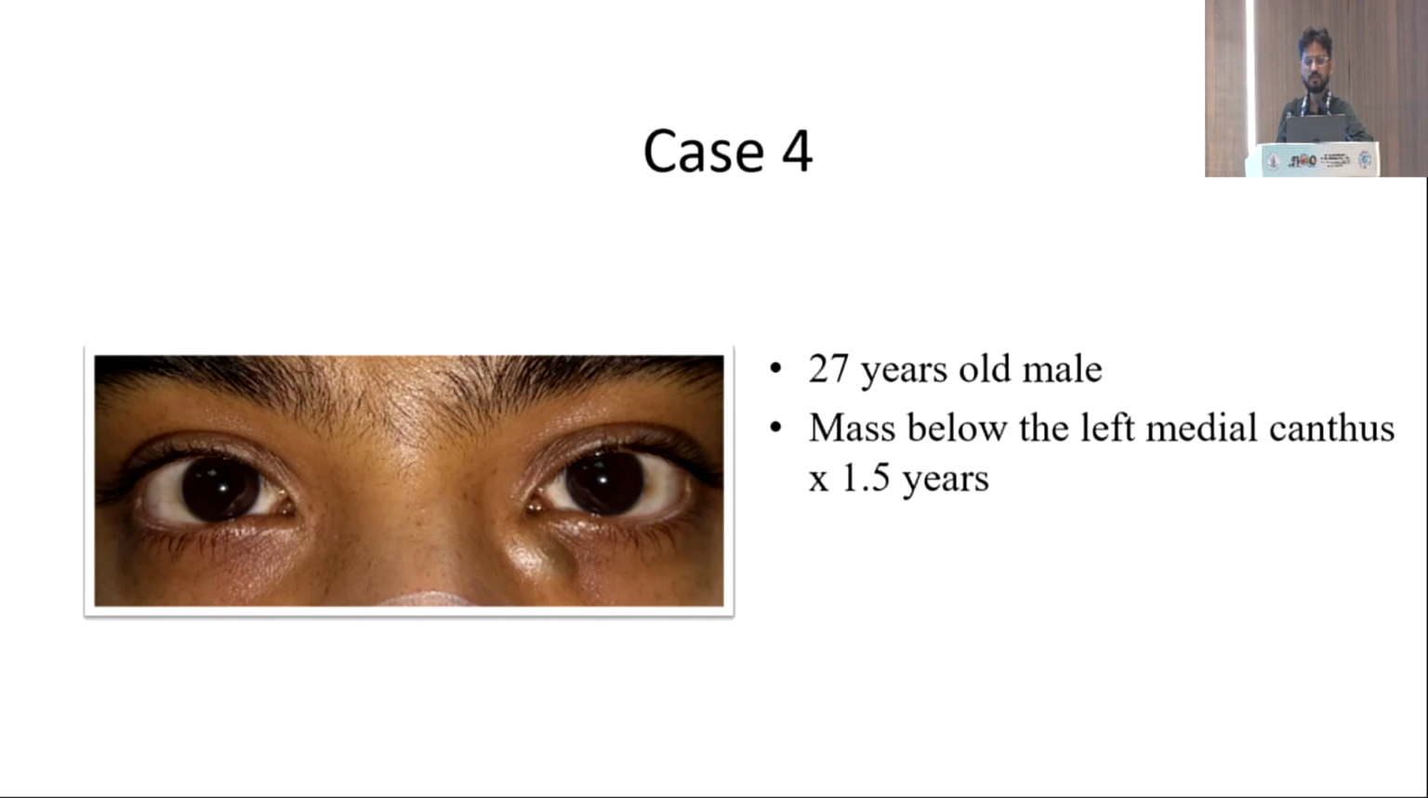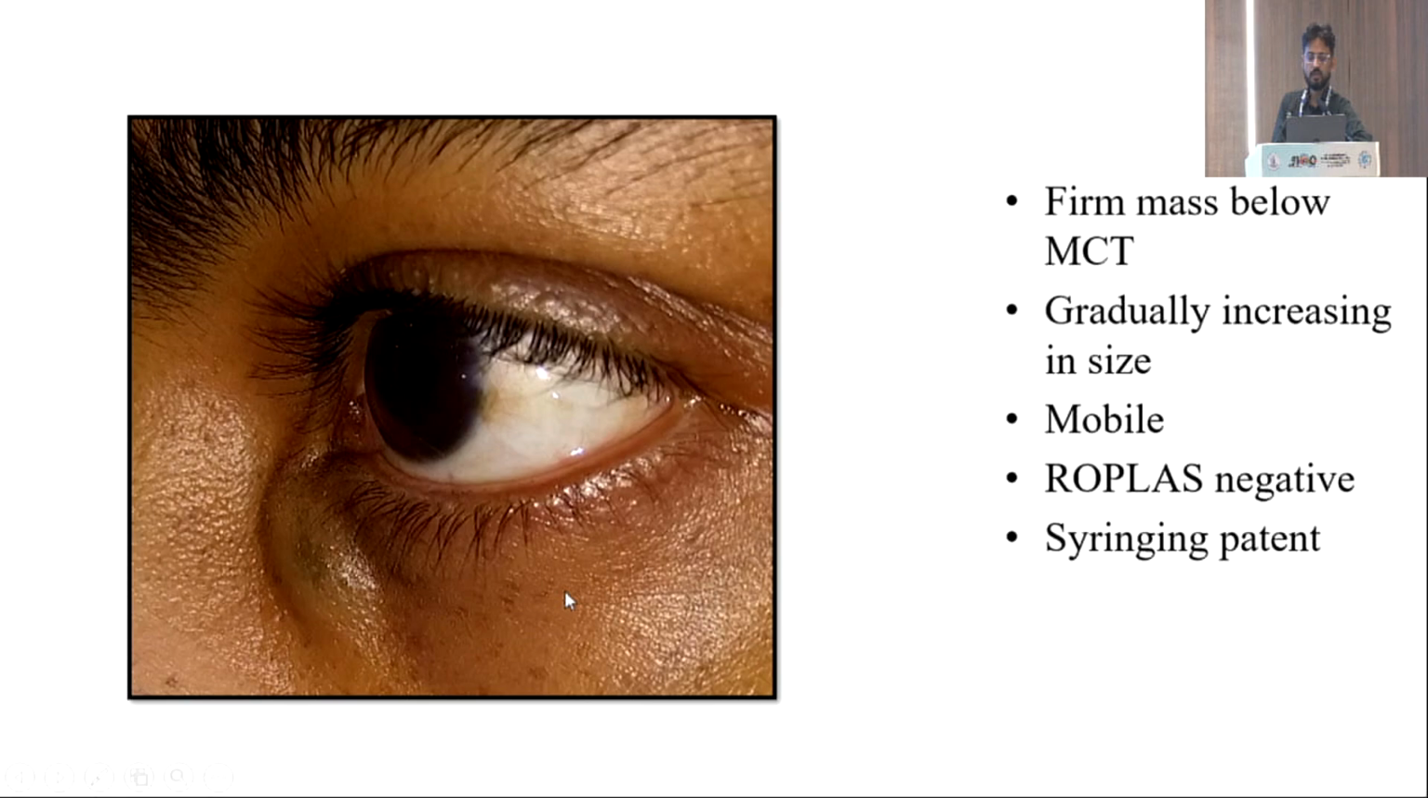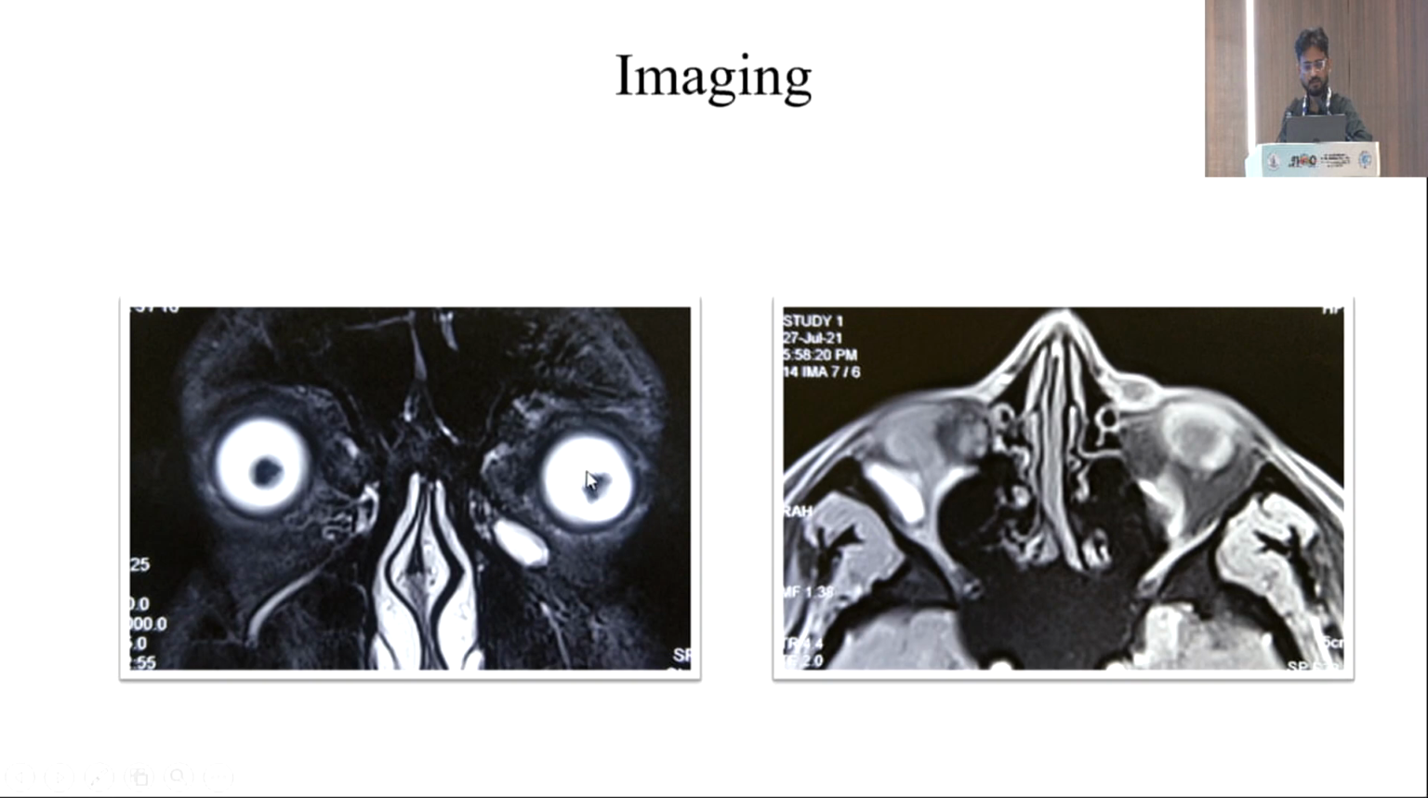Now this is another case of a young male, with swelling in the medial canthus area for the past one and a half years. You see a typical swelling which resembles a mucocele. The mass has been gradually increasing in size. Again, ROPLAS is negative and syringing is patent. So it's not a case of nasolacrimal duct obstruction. So again, you need to do imaging. Imaging shows a hyperintense cystic mass below the area of the opening of the nasolacrimal duct.